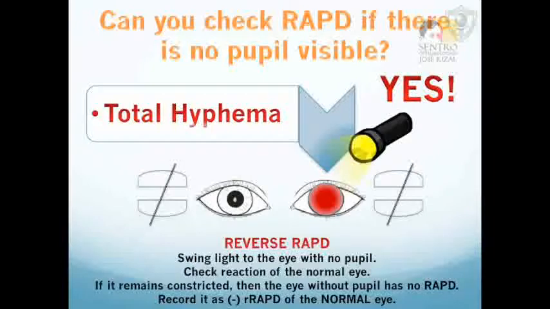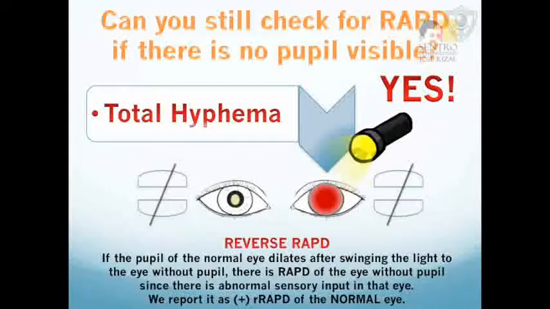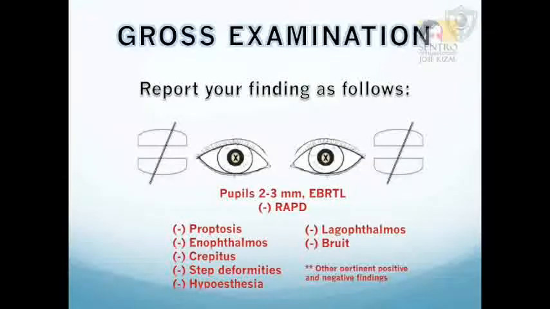If the pupil of the normal eye dilates after swinging the light to the eye without pupil, there is RAPD of the eye without pupil since there is abnormal sensory input from that eye. It is reported as positive reverse RAPD of the normal eye. Report your gross examination findings as shown. Always note the pupillary reaction in the presence or absence of RAPD. Also note all pertinent positive or negative findings.